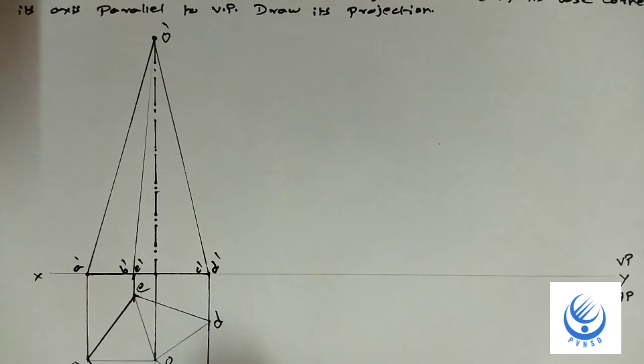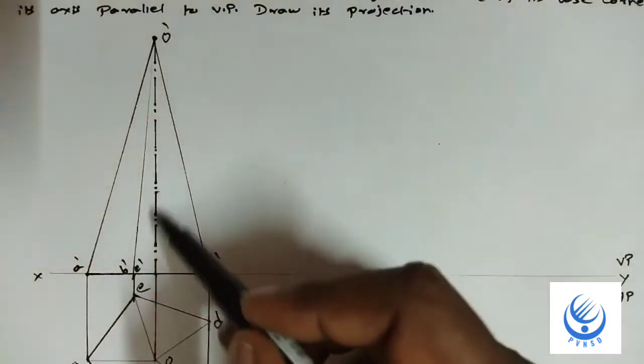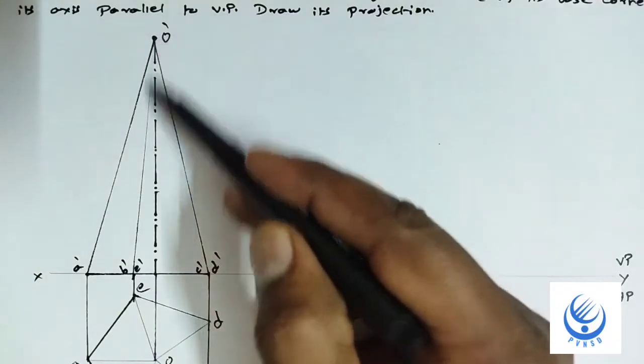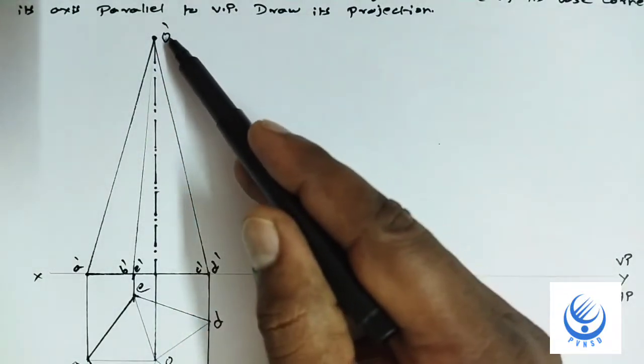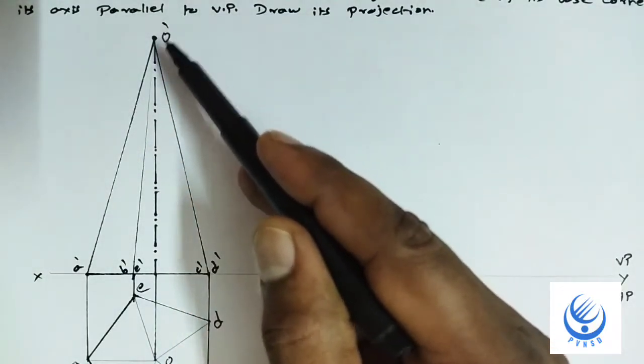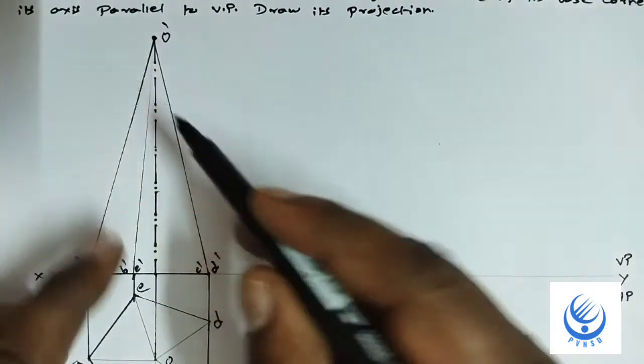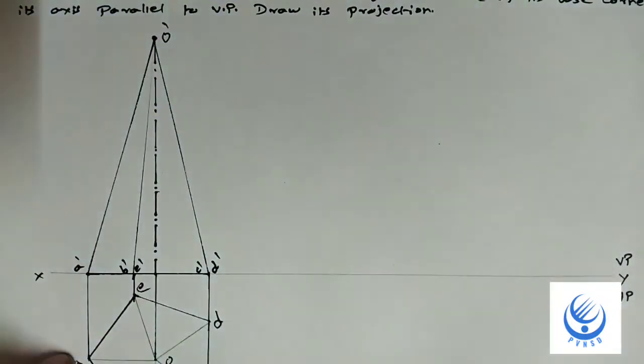This is the first stage, the pentagon corner position. Then the second stage is the 90 mm axis length. Next, mark the 90 mm axis line and mark the letter O dash, the apex point. Next, join the lines from base to apex. You will get the pyramid.